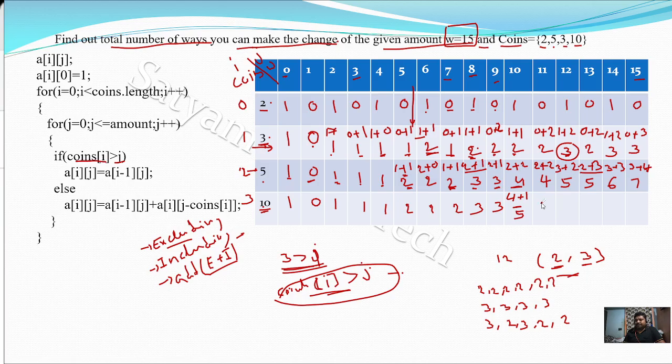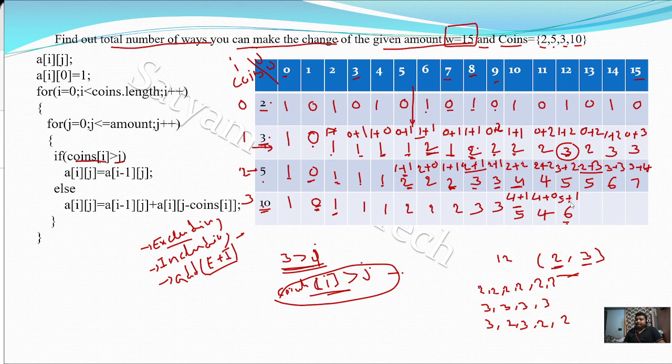Like that here 11 is there. Without including the 10 rupee coin, 4 ways plus, if you include 10, 11 minus 10 is 1. In the first column you can see the value is 0. So 4 ways to make 11. That's why here it is 5 without including 10, 5 ways, that is the previous value. Now if we include the 10, 12 minus 10 is 2. Here you can see 1 way, so that is 1. So here it is 6, 5 plus 1 is 6.